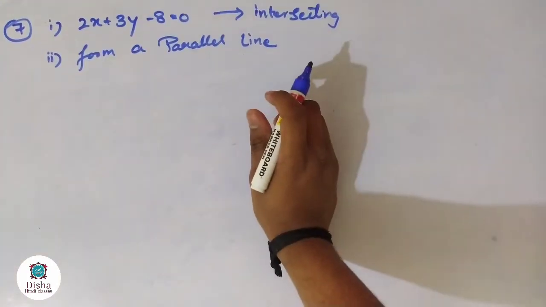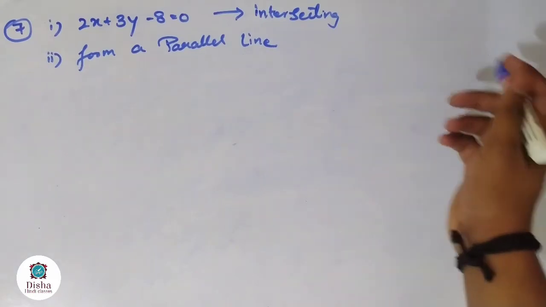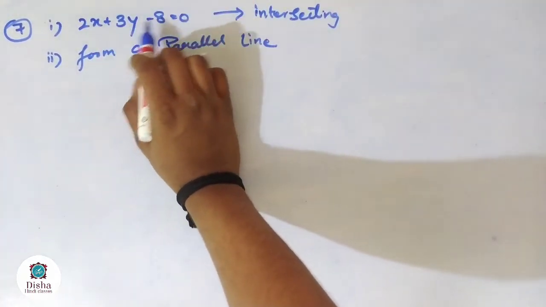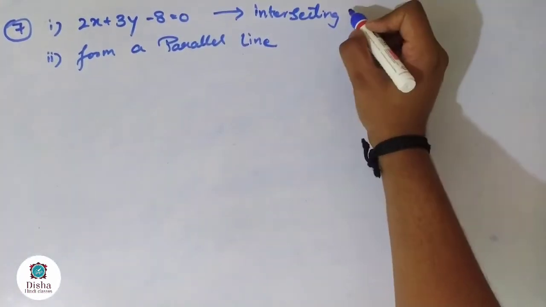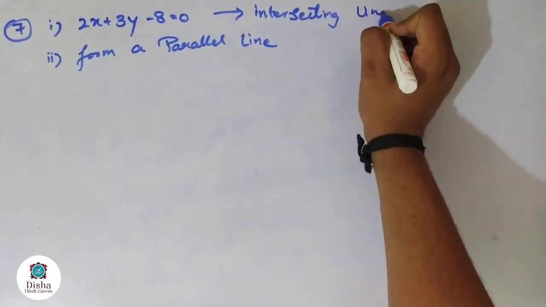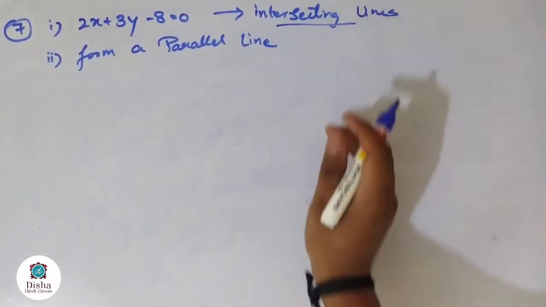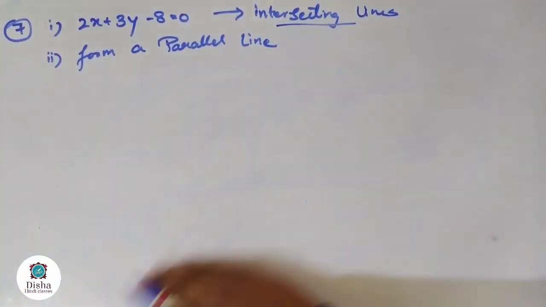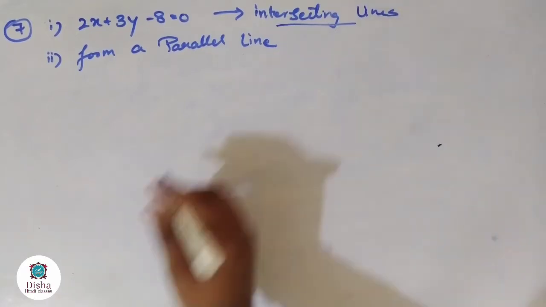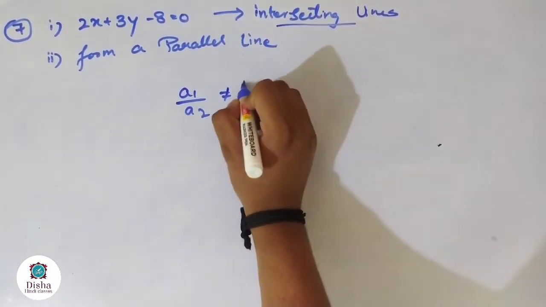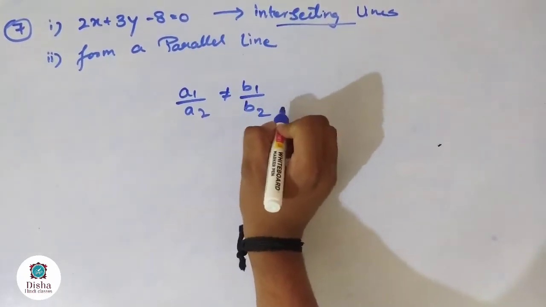So the seventh question is a very long question, but I have written it in short. 2x plus 3y minus 8 equals 0 is a given equation, and we have to find another equation such that these are intersecting lines. So what do you mean by intersecting lines? I have given a condition that a1 by a2 will not be equal to b1 by b2, right?